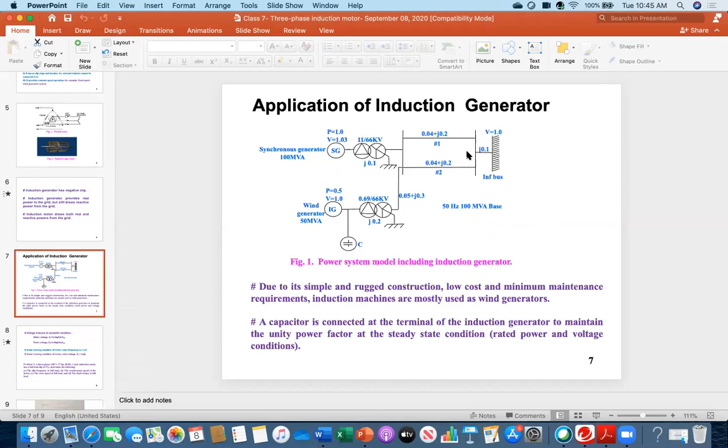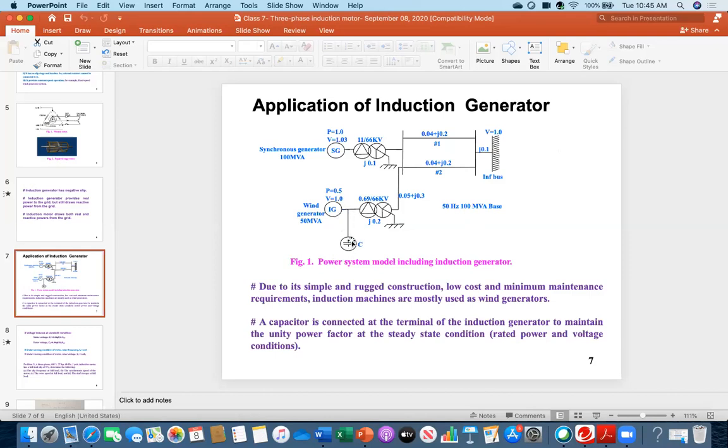For example, in this system you have a synchronous generator, the generator which always operates at constant speed. And this is the transformer symbol, delta-Y connected. It is sending power to the grid. And then this is the wind generator example. The wind generator is based on IG, which we are studying right now. IG means induction generator. And then there is a delta-Y connected transformer providing power. But see this capacitor, which I just explained.